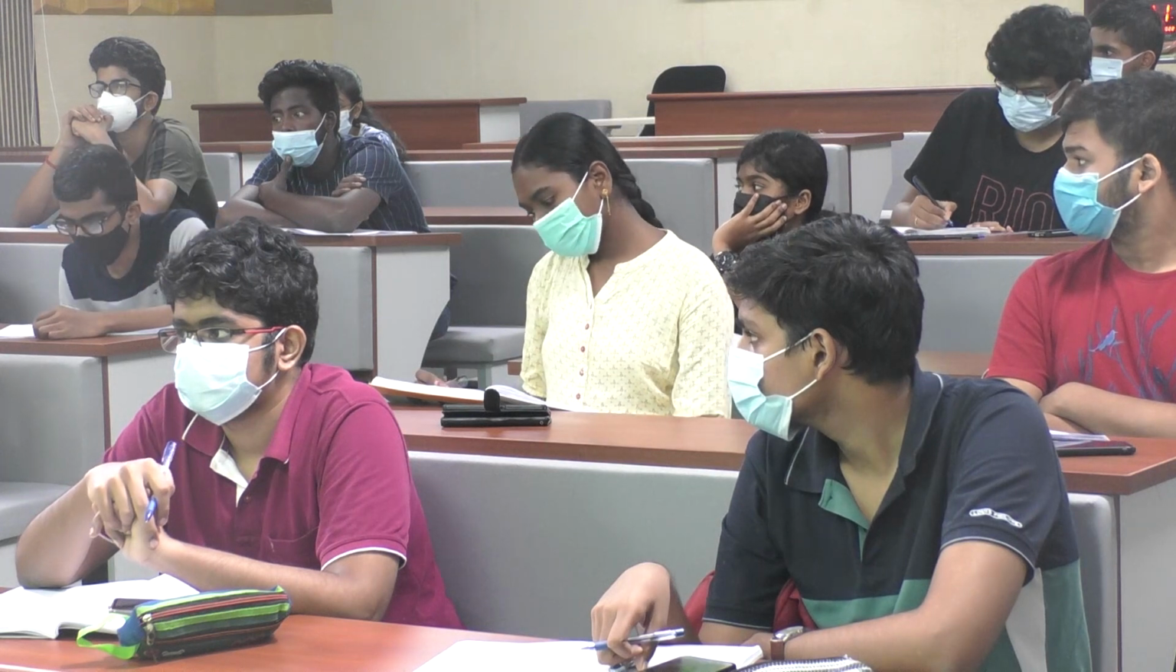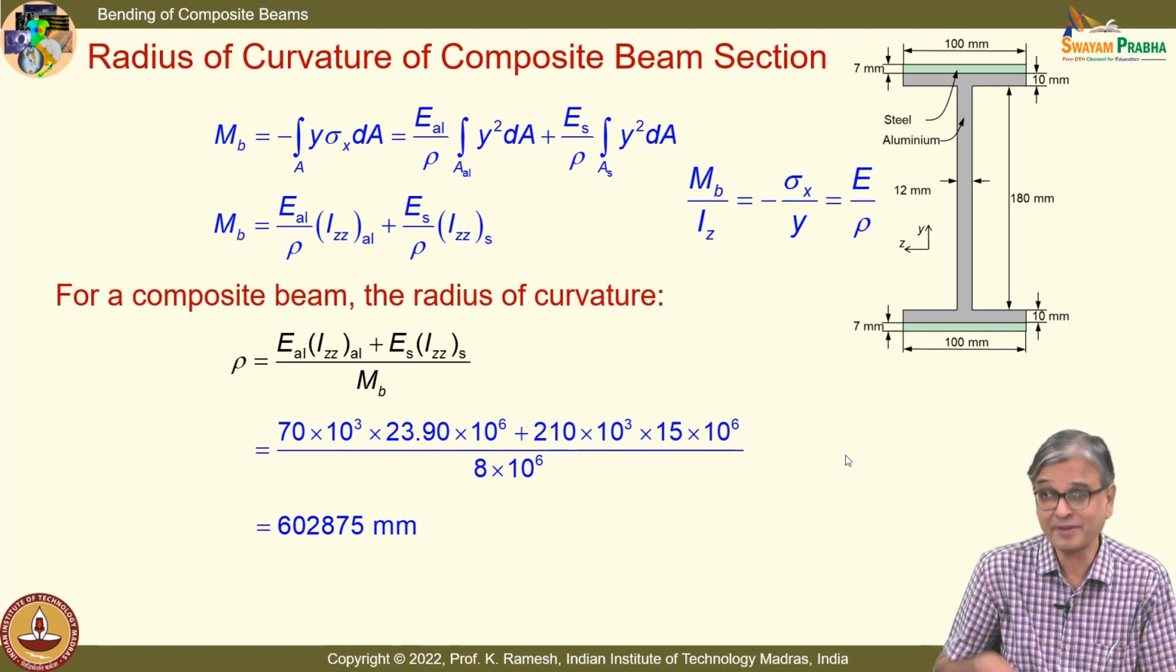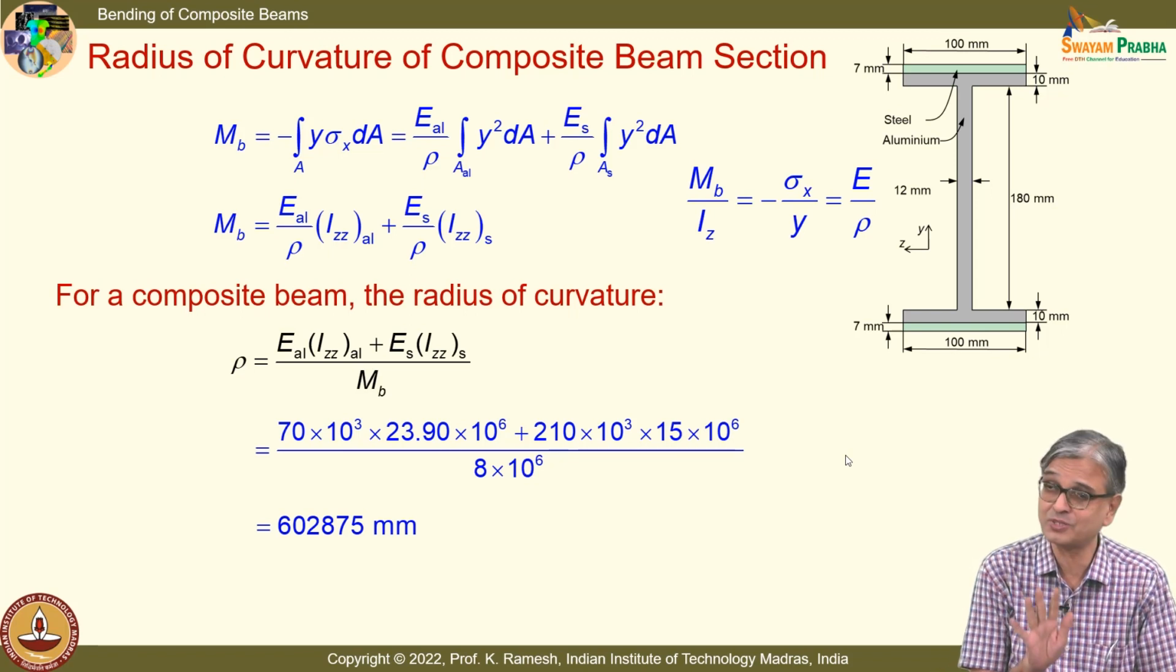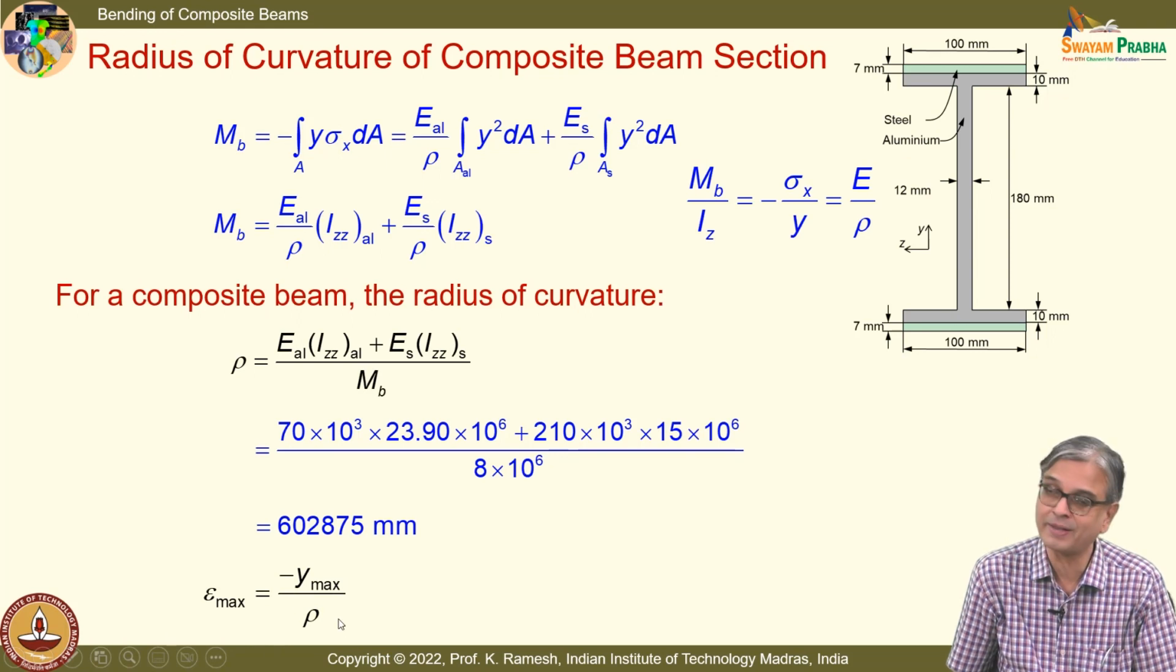Please be louder. Strains are equal. What happens to stress? Discontinuity. I am very happy. That is the purpose of this problem. Fine. You have got the idea clearly. So, I have epsilon max as minus y max by rho.